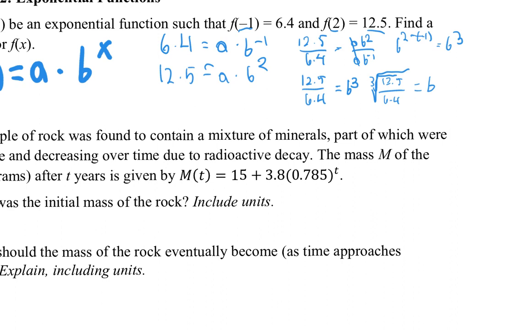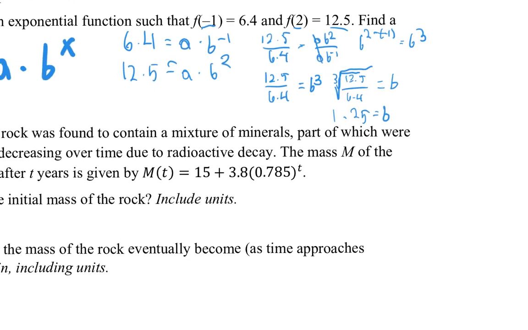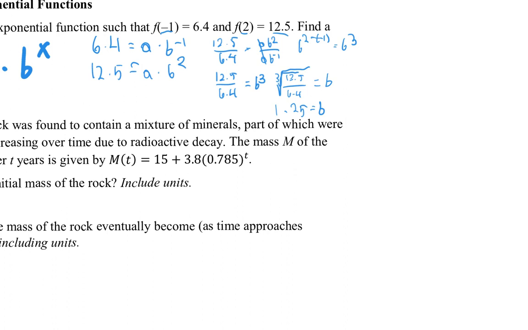So for b, plug that into your calculator, you should get 1.25. And if you round it, you might get something a little bit different. So it's good generally not to round. So now we know what b is. The question is, how do we find a? Well, we know that f of x is a times 1.25 to the x. We can use one of these points that we know and plug that in.